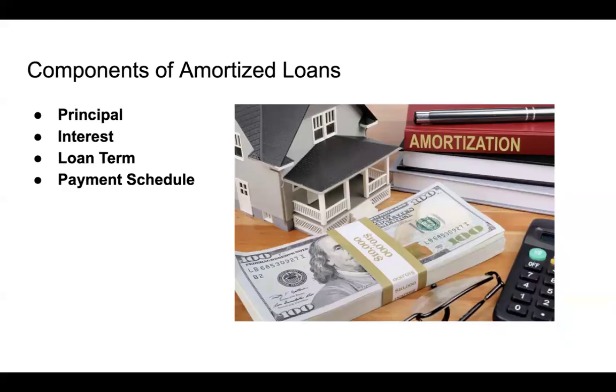Let's explore the components of amortized loans. First, principal is the loan amount borrowed. Interest is the cost of borrowing. The loan term is how long you have to repay the loan, and the payment schedule defines how frequently payments are made. Each payment includes some interest and some principal. Early in the loan, a large portion goes to interest. Over time, more of each payment reduces the principal. Understanding this helps borrowers budget effectively and see how debt is structured.